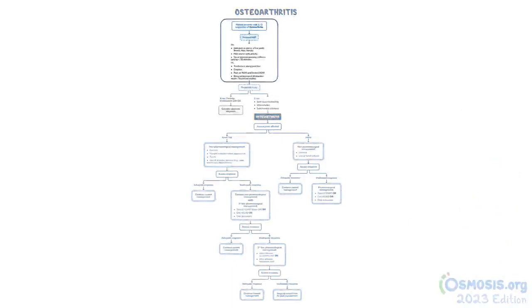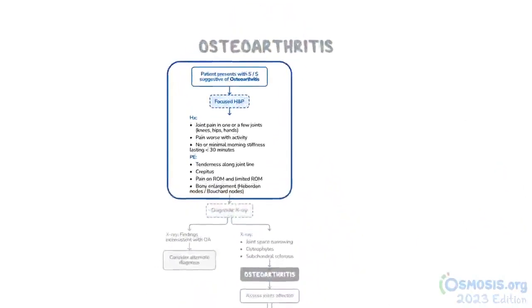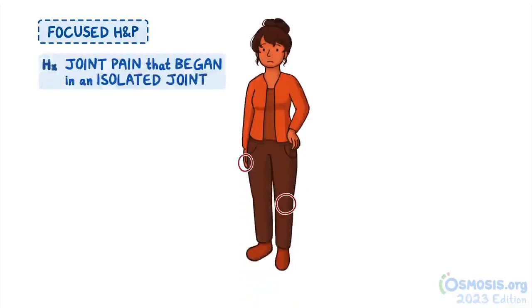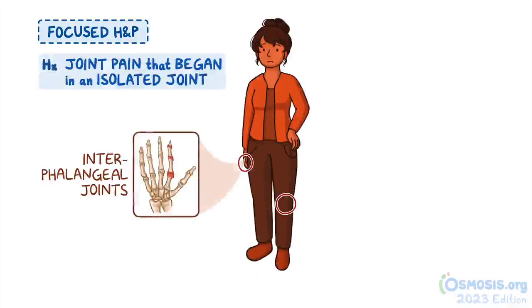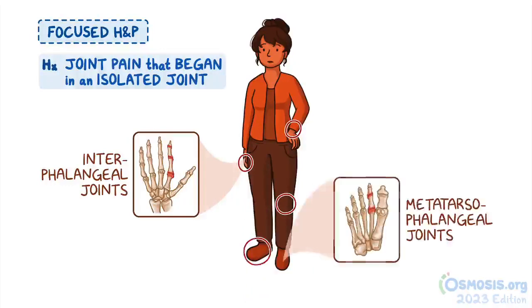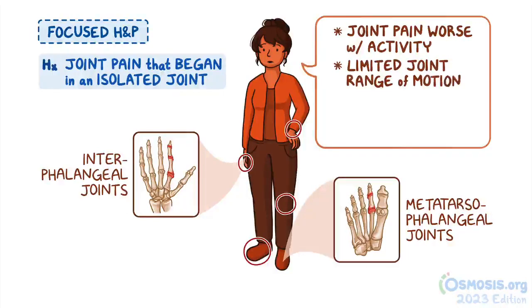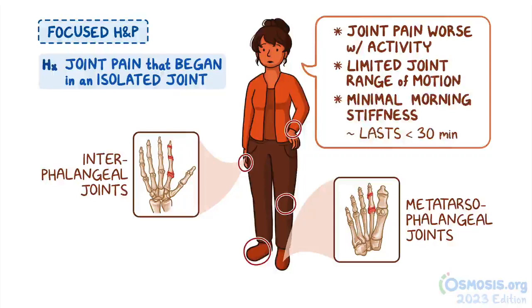Now, if your patient presents with signs and symptoms suggestive of osteoarthritis, first you should perform a focused history and physical examination. The patient will typically have a history of joint pain that began in an isolated joint, such as the knee, hand, like the interphalangeal joints, wrist, or feet, like the metatarsophalangeal joints. Also, your patient may describe joint pain that is worse with activity and have limited joint range of motion. They may also have minimal morning stiffness that typically lasts less than 30 minutes before improving.